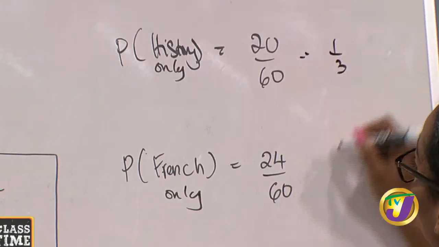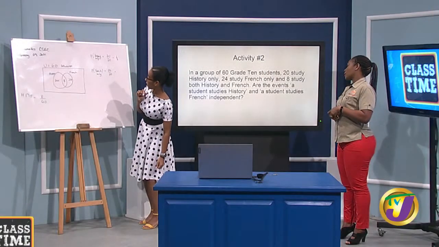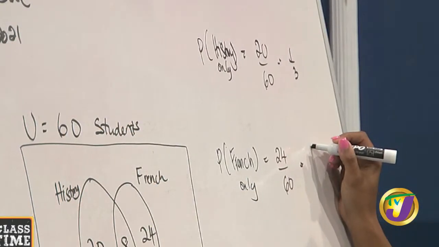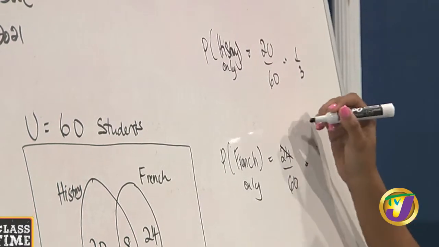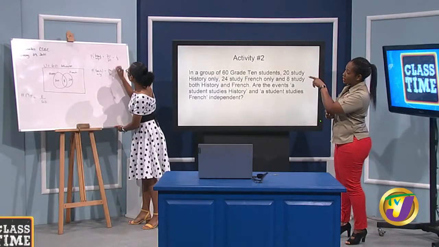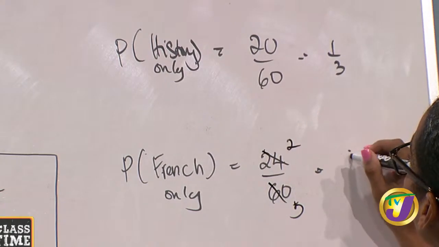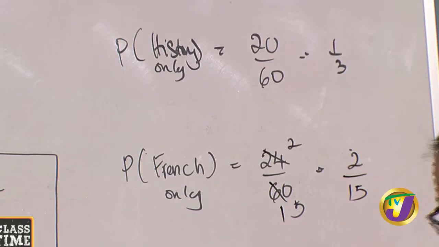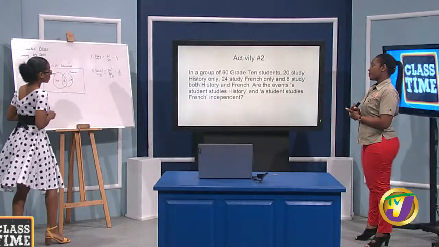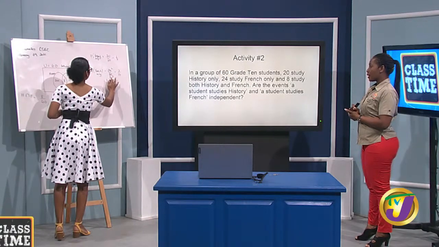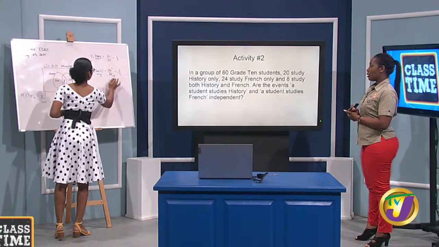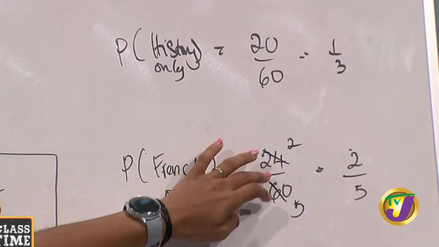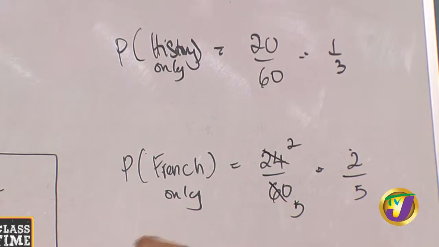We have 1/3. When we simplify our French only, we have 12/30, so that's 6 into that goes 2. So it's 2/5, not 15, 2/5. We used 12 as our factor here, so it's 2 and 5, so it's 2/5.